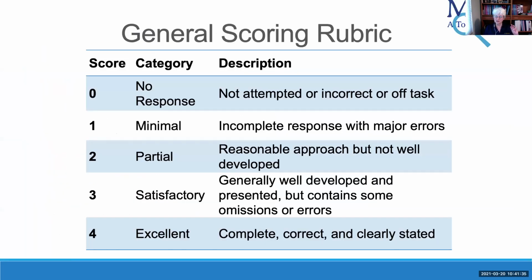There is a general scoring rubric that is important, I think, to share with students before they do the item so that they recognize that to get an excellent, it has to be complete as well as correct and clearly stated. Notice that they can still have, again, a good score, but just recognize that there are some omissions, some errors, but it's at least well developed and presented. So students know again that you are looking for responses and those responses need to be in written form.